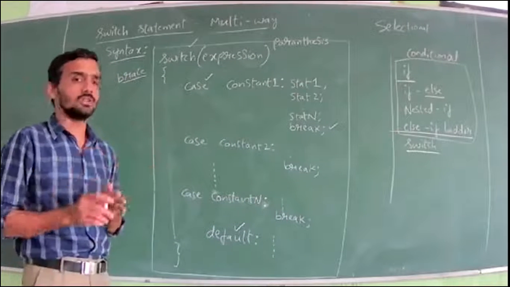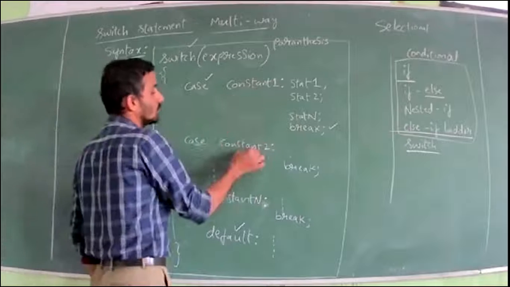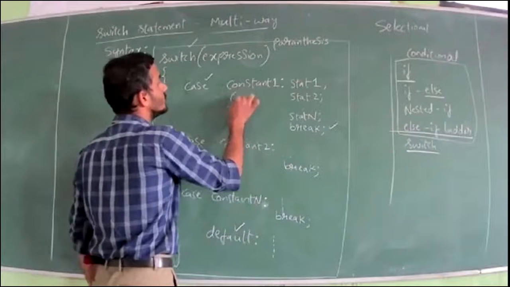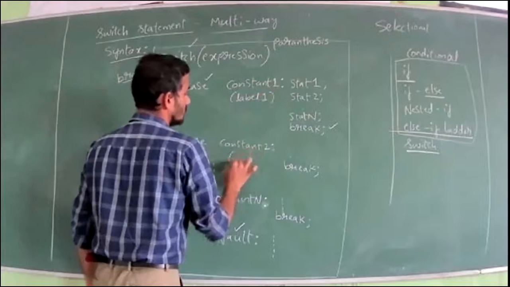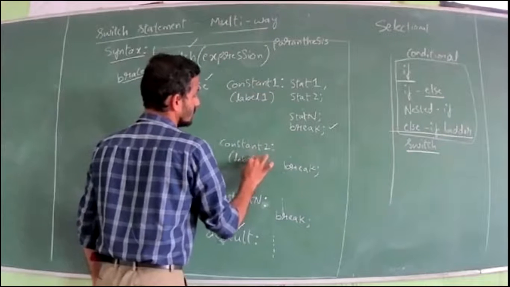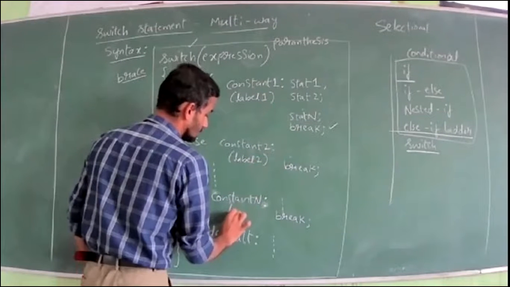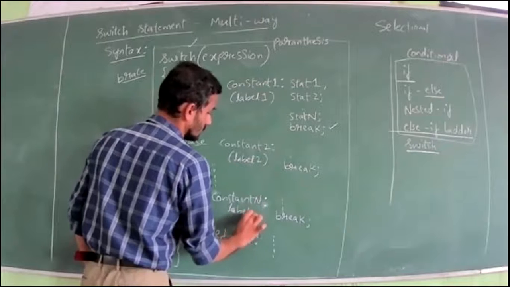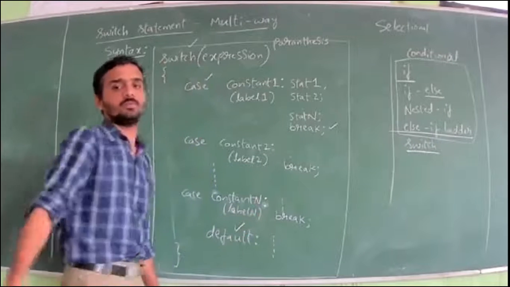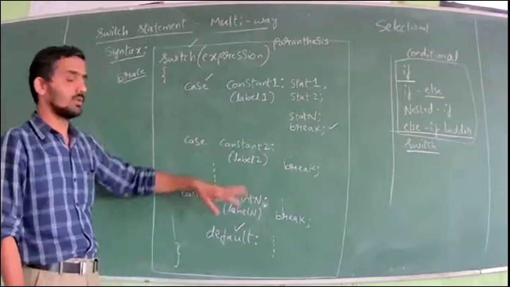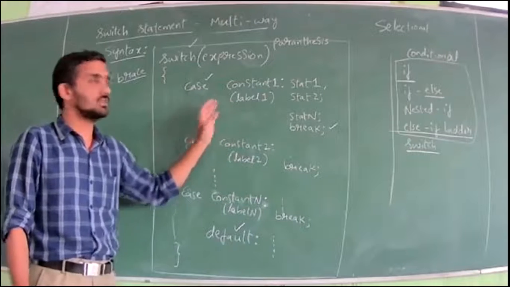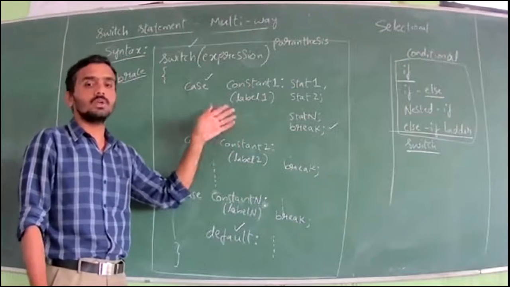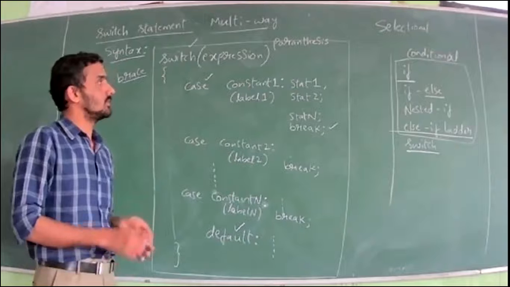And some authors use label for constant 1, constant 2, constant n. Both are correct. Label 1, label 2, in that way they use label. This is also correct. So whichever you feel comfortable with, you can write. Either you can write constant 1, constant 2, up to constant n, or label 1, label 2, label n. Some authors use label, and some authors use constant. You can write any one. Both are correct.